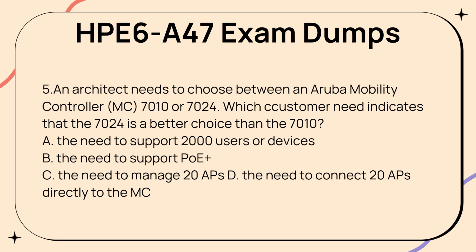5. An architect needs to choose between an Aruba Mobility Controller, MC, 7010 or 7024. Which customer need indicates that the 7024 is a better choice than the 7010? A. The need to support 2000 users or devices. B. The need to support PoE+. C. The need to manage 20 APs. D. The need to connect 20 APs directly to the MC.